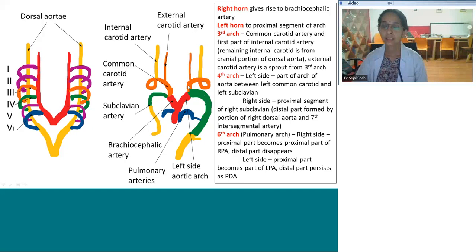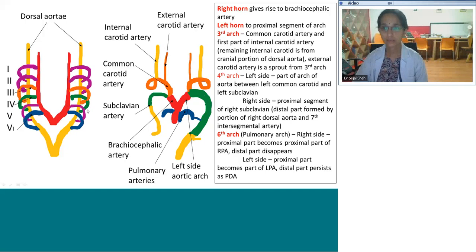And on the left side, it gives rise to the common carotid, the proximal part of the internal and the external. So the third arch contribution is bilaterally symmetrical. The internal carotid artery, the distal part, is formed from the dorsal aorta, which is the yellow colored.